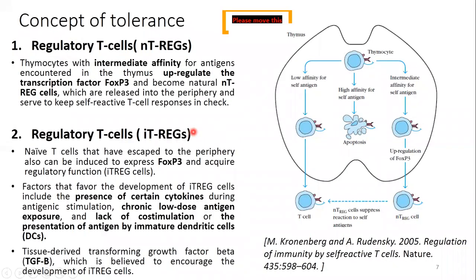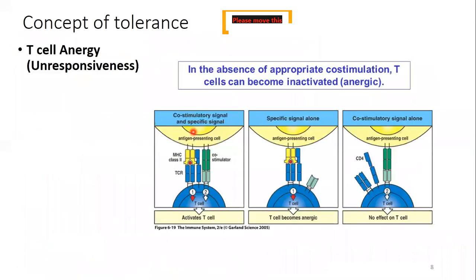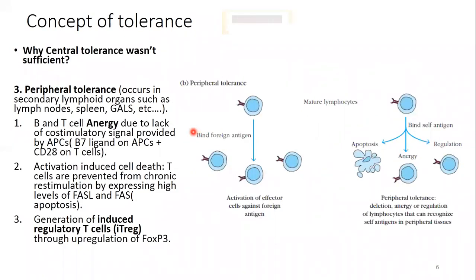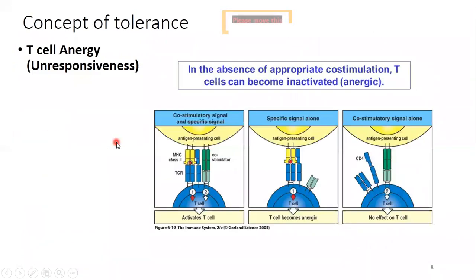So we talked about peripheral tolerance and about the regulatory T cell. Now we will talk about anergy, how a cell becomes anergic. We talked about when there is no co-stimulatory molecule. For example, this is an antigen presenting cell, and this is a T cell. Suppose this is the co-stimulatory molecule on the T cell, but the co-stimulatory molecule doesn't exist on the antigen presenting cell. So this cell becomes anergic.